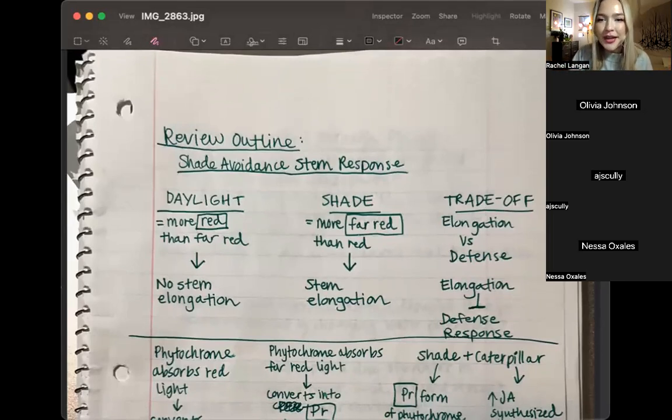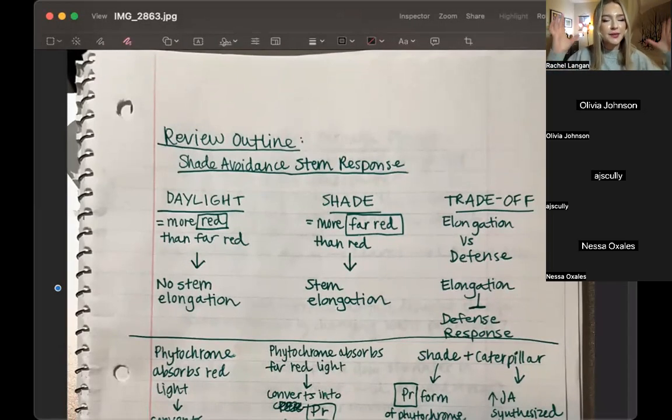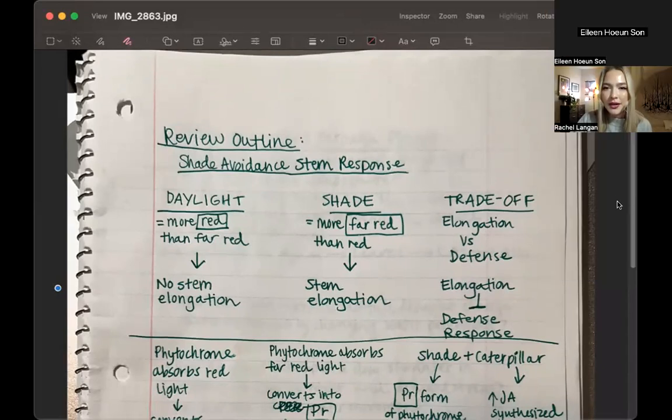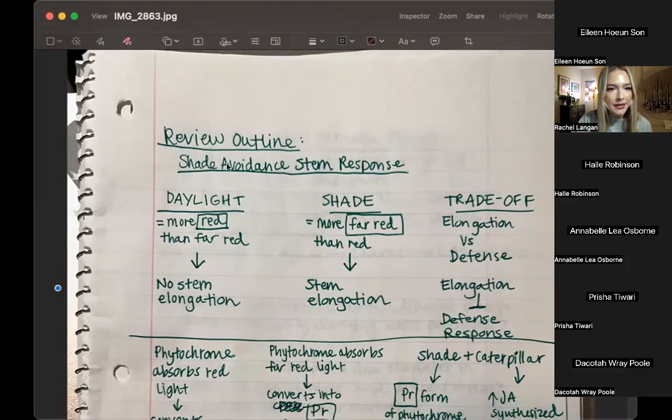Okay, so like I said, the first thing we're going to talk about is the shade avoidance stem response. So thinking about in a plant, the stem cells, how they respond to daylight versus shade. And then thinking about the trade-off between elongation and defense. So you should kind of know the two flow diagrams for daylight versus shade. So that's what we can go through right now.